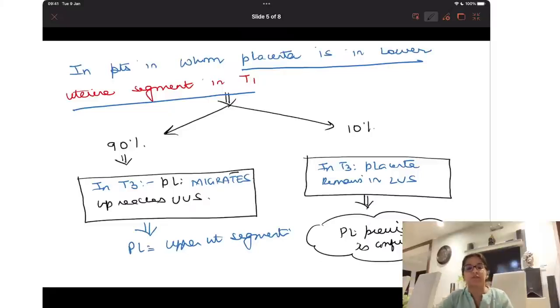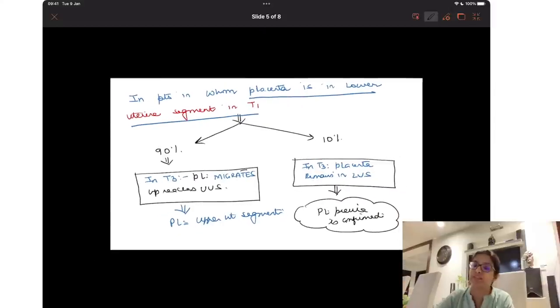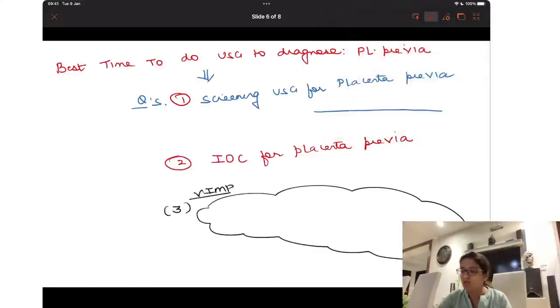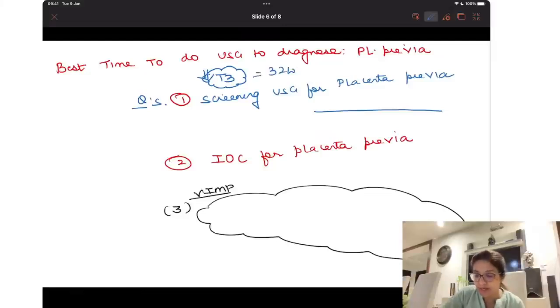राइट ये जो 90% केसेस हैं जिसमें प्लासेंटा माइग्रेट कर जाता है वो प्लासेंटा प्रिविया नहीं रहता है. दैट इन देम द प्लासेंटा कम्स इन द अपर यूट्राइन सेगमेंट. 10% केसेस में इन थर्ड ट्राइमेस्टर प्लासेंटा रिमेन्स इन लोअर यूट्राइन सेगमेंट एंड दैट इज हाउ प्लासेंटा प्रिविया इज कंफर्म्ड. ओनली 10% केसेस में. सो इफ आई आस्क यू व्हाट इज द बेस्ट टाइम to do ultrasound to diagnose placenta previa, what is the best time to do ultrasound? Best time to do ultrasound is third trimester. 32 weeks पे करते हैं and then 36 weeks पे करते हैं.